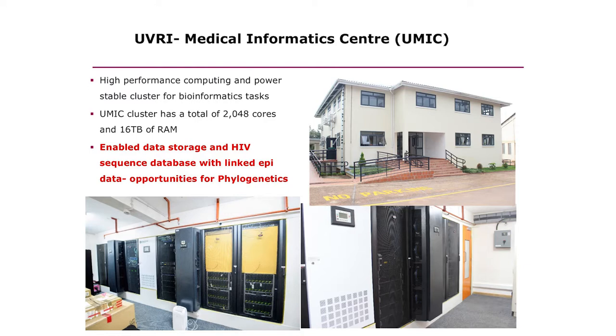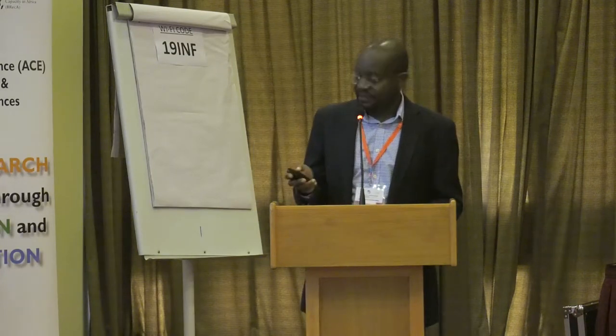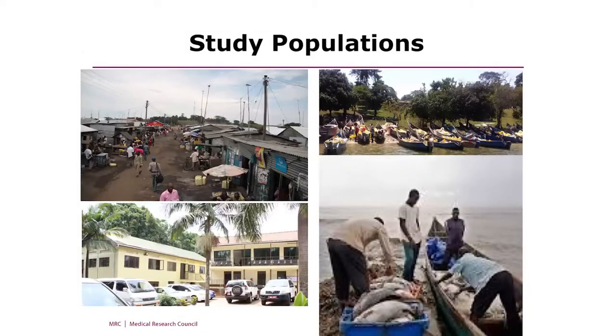So I will talk about a few surveillance activities and studies that we are doing. We're doing quite a lot, but I would simply talk about what we're doing in the fishing communities. We know that these are very high-risk individuals in the fishing communities. So these are some of the populations that we are looking at. Those are landing sites, a typical landing site on the shores of Lake Victoria. Those are the fishing activities.